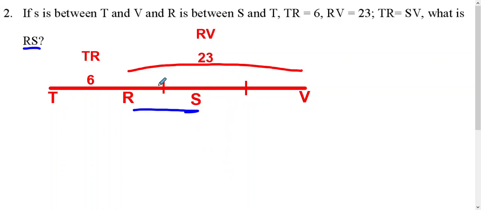Well, if they're the same value and two of them together equal 23, we would divide by 2 to get our answer, the 11.5.